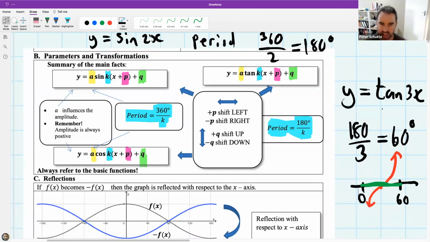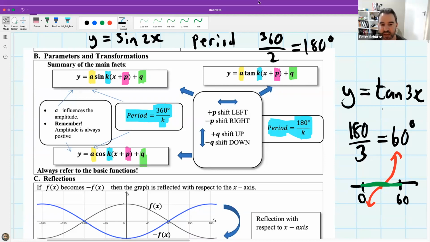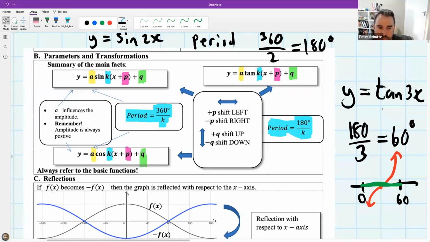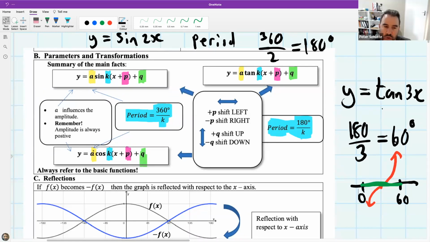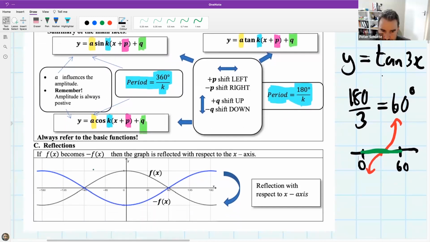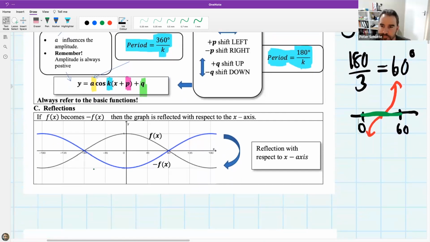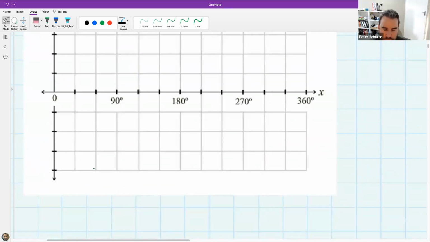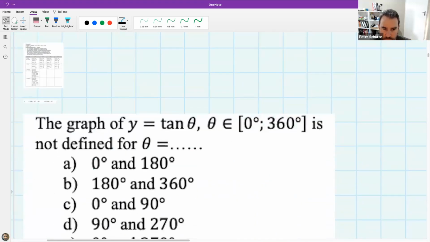Okay, give me a thumbs up if you feel like you understand roughly what A, K, P, and Q do, and you can change the period of a trig graph using this example that we just showed you. Okay, now let's go and do some multiple choice questions based around this idea of taking a trig graph and transforming it. I'll come back to some axes later on.